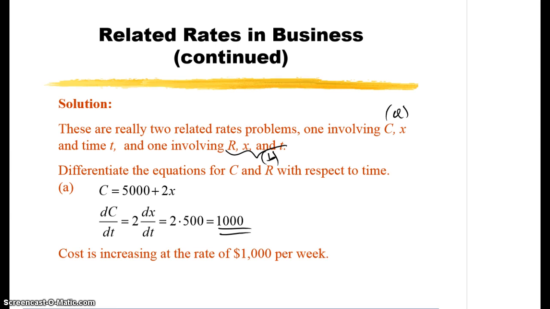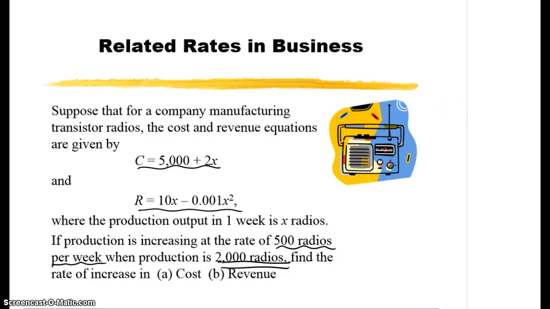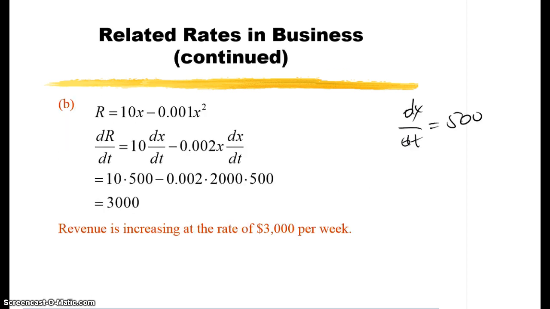Likewise, to figure out what's happening with the revenue, at what rate it's increasing, all you have to do is differentiate and find dR/dt. Well, you know that dx/dt is 500, right? That was given in our problem. If we go back here, it says that the production is increasing at a rate of 500 radios per week. That's where dx/dt equals 500 comes from. Plug that in, and you get 3,000. So revenue is increasing at a rate of $3,000 per week. It's as simple as that.